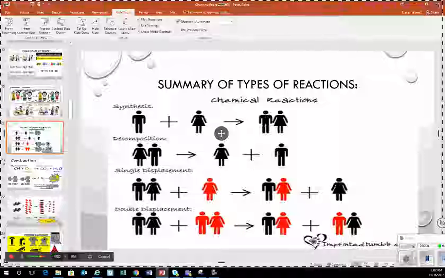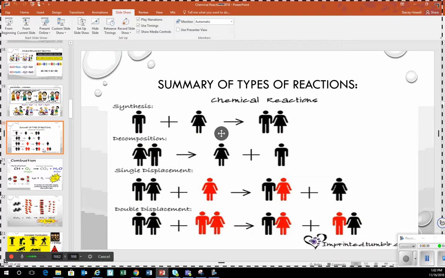Okay, so this is just a summary. I'm going to leave it in this mode because in this mode it will let me write on it. When I put it in PowerPoint mode, I don't know why, it freaks out. So we're just going to watch it in this mode.